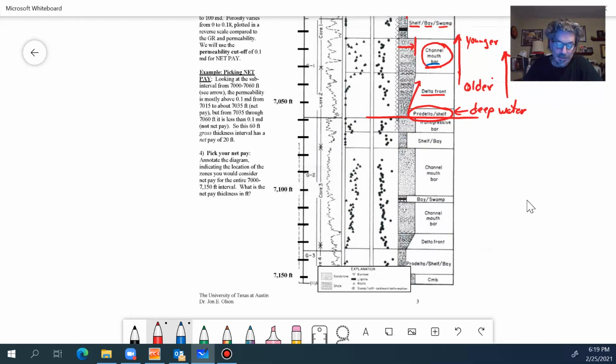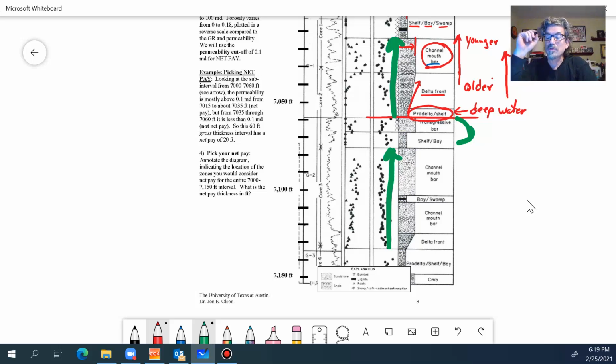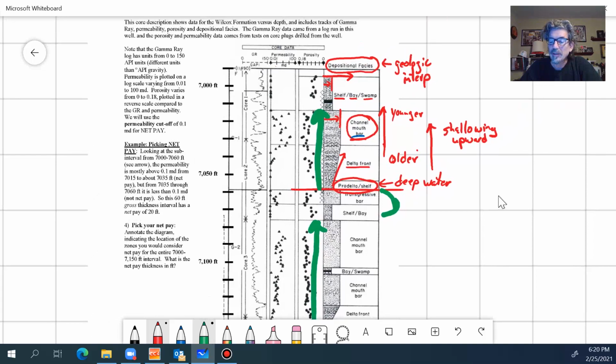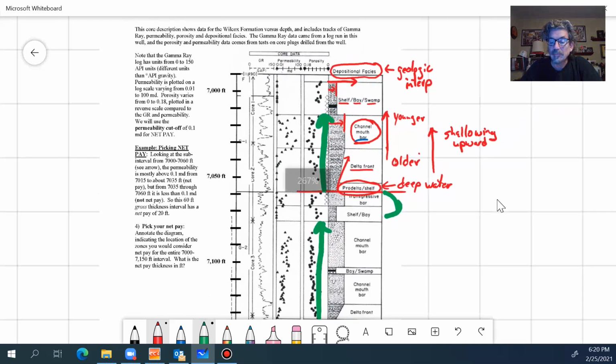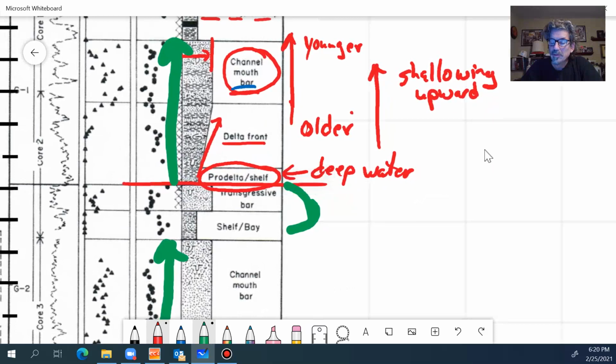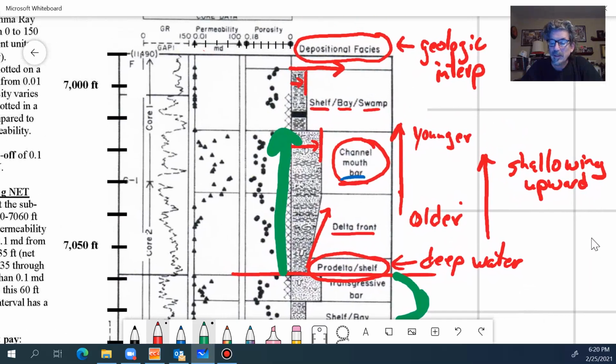two of these sequences. If I draw this, let's draw this in green. So there's a shallowing upward sequence there and a shallowing upward sequence there, and then we've got some other stuff going on in between. But essentially through time we're going through progradation of sediment out into the basin, fills up, and then the sea level rises for some reason, then we prograde out again. And so we're repeating these sequences, which is something that we study in a field called sequence stratigraphy, which if you take an advanced geology class, you'll learn more about that.